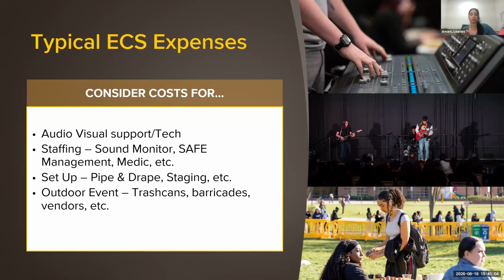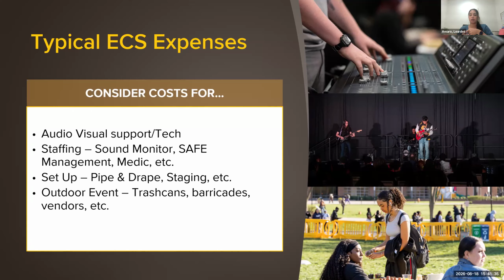Some typical ECS expenses that we see, and maybe ones that will come up a lot as you're submitting your budgets, are any audio and tech needs. So if you're using a screen or projector in a space, if you need a microphone, if you need, let's say, a clicker or a keyboard, or maybe you're bringing a band and they need specific equipment to plug into, all of that would go into our request there.